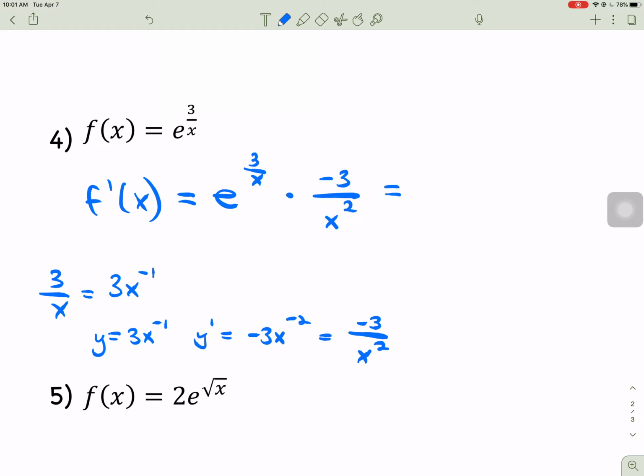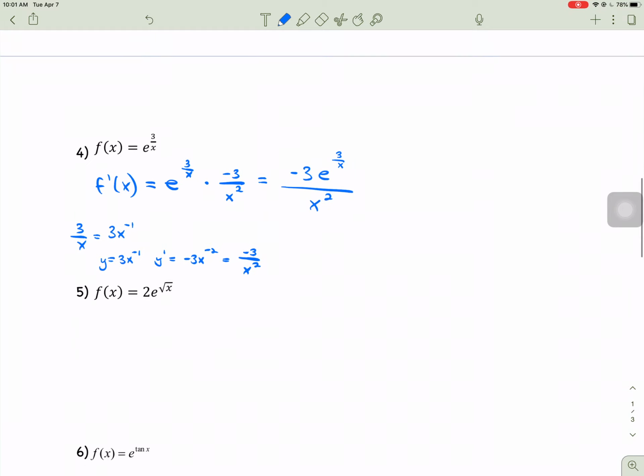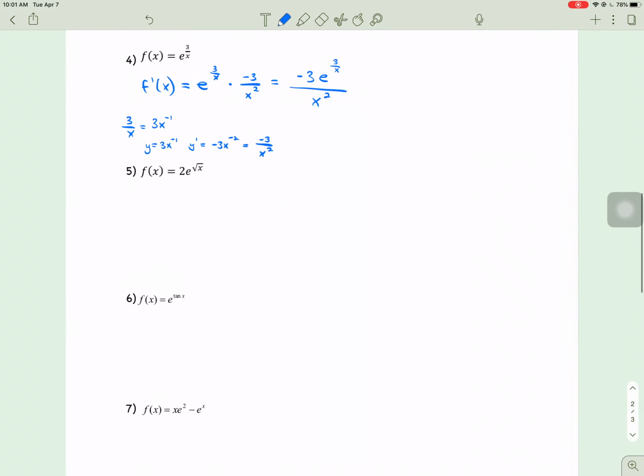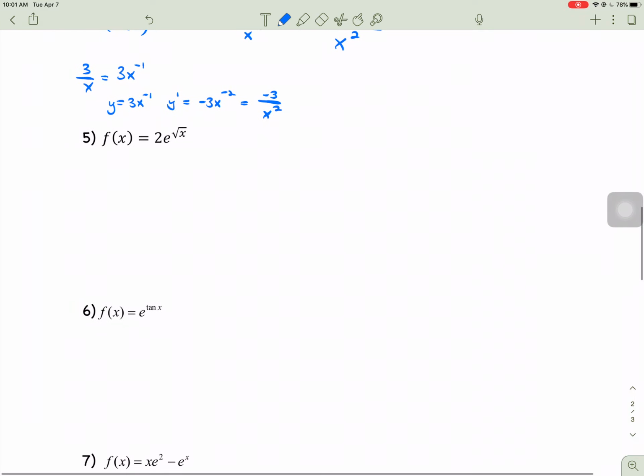And let's clean this up a little bit. Negative 3 e to the 3 over x squared. I'm going to skip 5. I'll let you guys try 5.